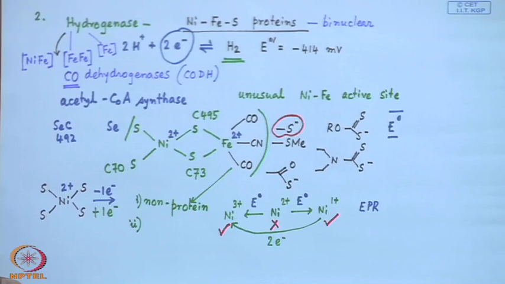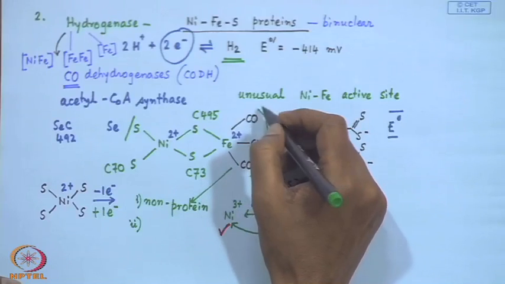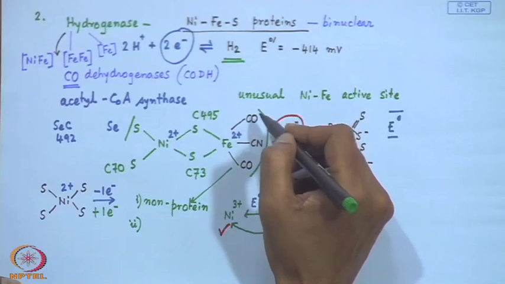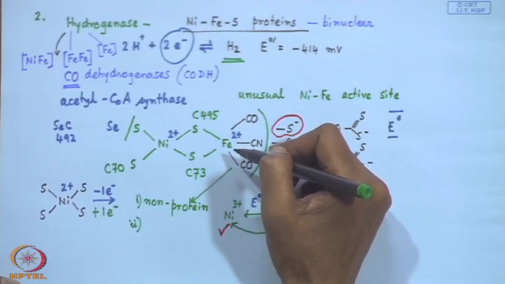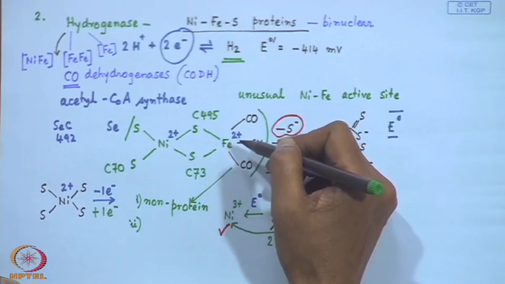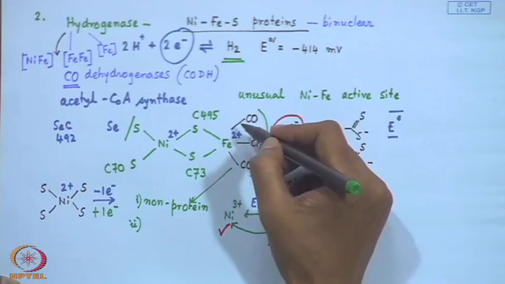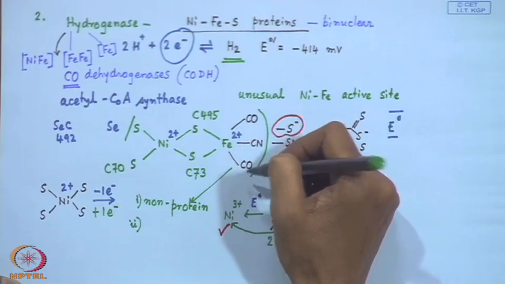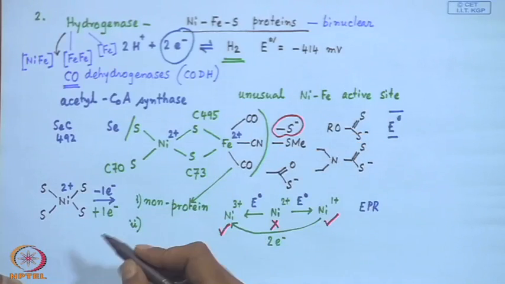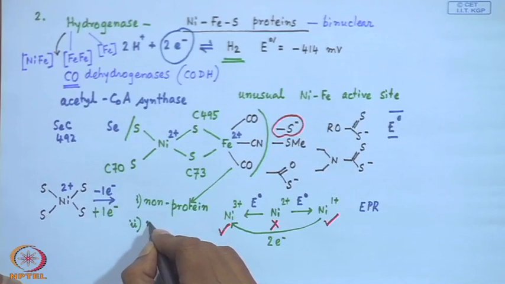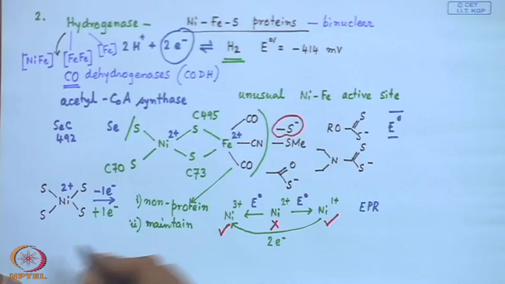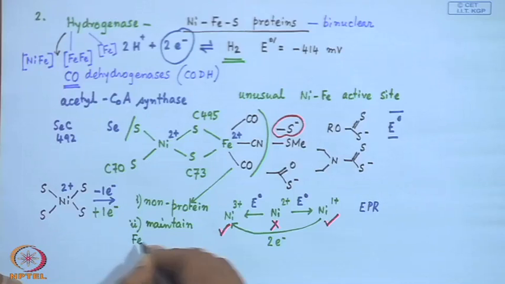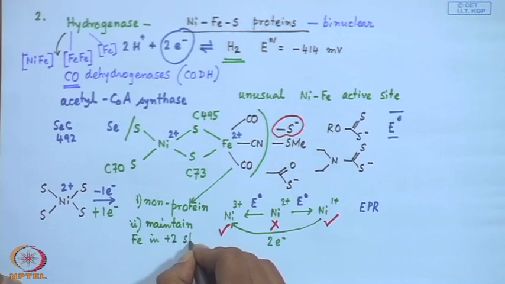So, they are non-protein ligands, and all these ligands we know from typical coordination chemistry knowledge are responsible for stabilizing the metal center in low oxidation state. So, they are all pi acid ligands, we all know. So, these 3 ligands basically restrict the iron center in +2 oxidation state. So, they basically maintain the iron site in +2 oxidation state.